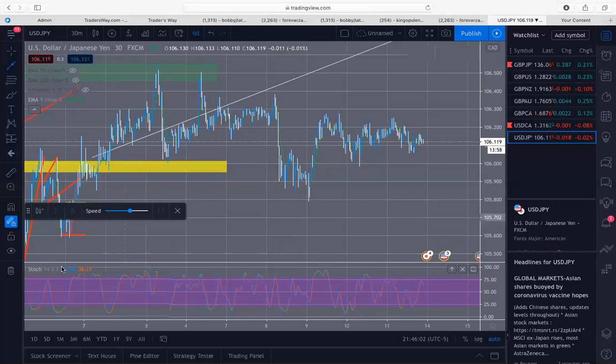Yeah, Will, you want to get multiple confirmations. And once you start to see them align, then that's how you know that the trade is ready to get in.